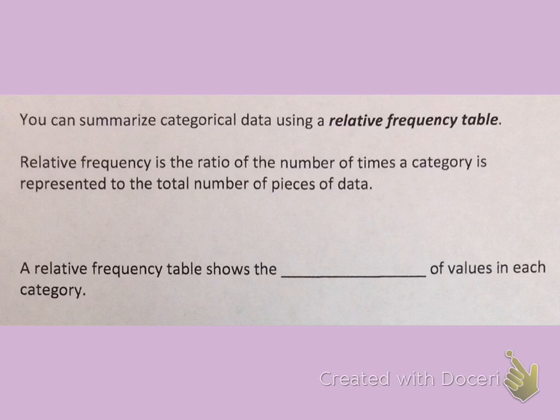You can summarize categorical data using something called a relative frequency table. Relative frequency is the ratio of the number of times a category is represented to the total number of pieces of data. Now remember, we can write a ratio as a fraction. So let's look and see how that would look. On the top, we would have the number in category. And then the bottom of our ratio would be the total data.